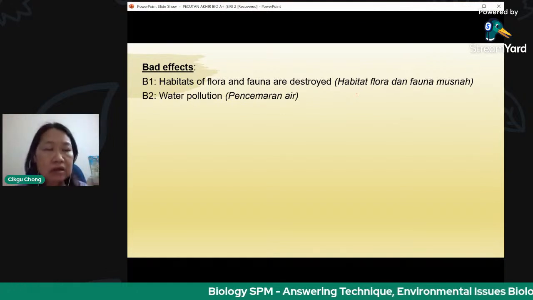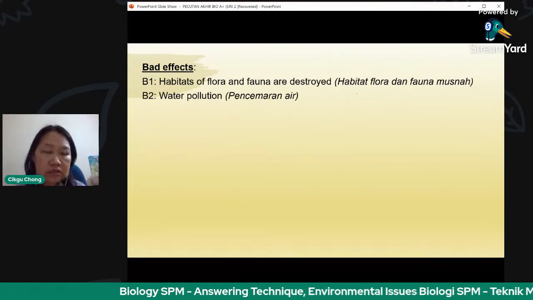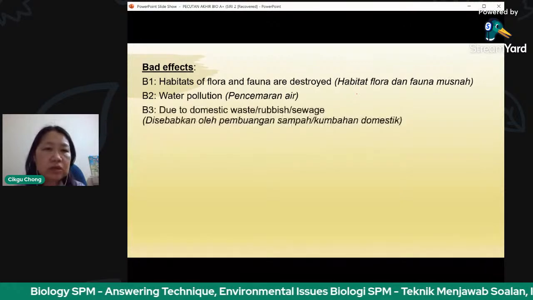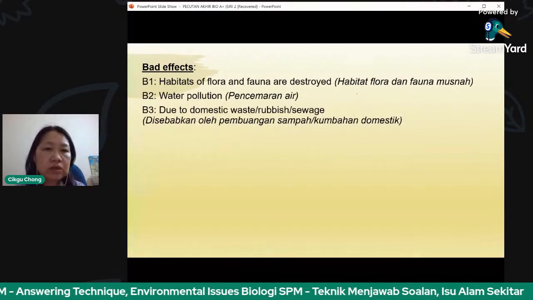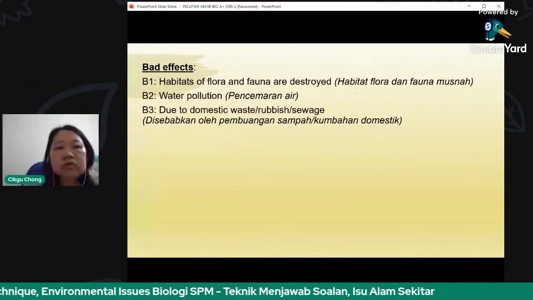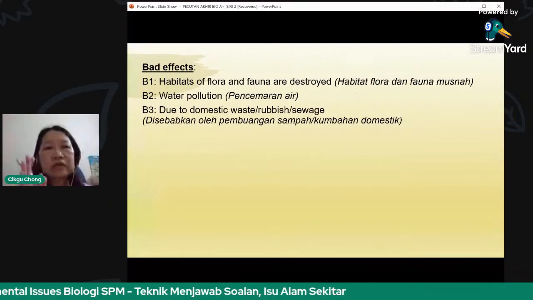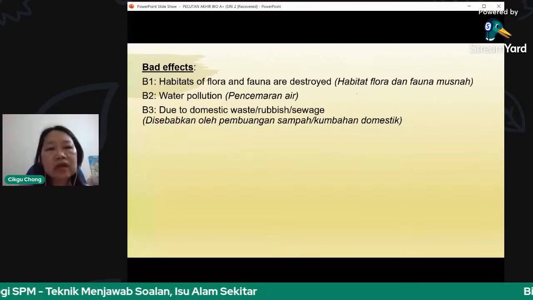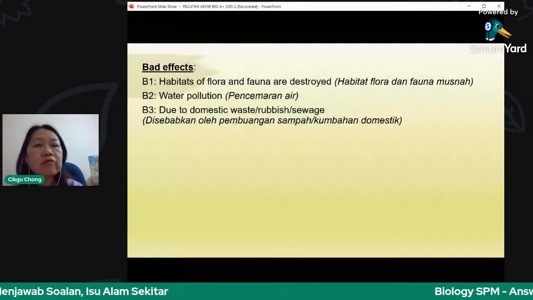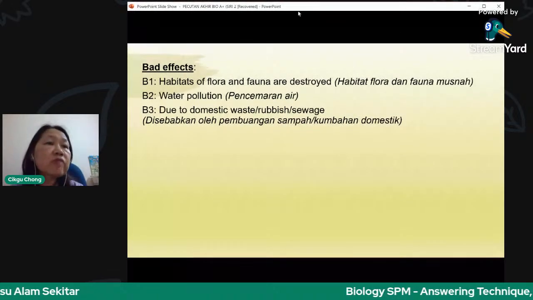But when we mark, it's because we're looking for these words. That's why I don't want to give you in essay form, because you're going to know where your point is. So I'm going to give you in B1, B2, B3. You know what are the points that are going to be given marks. Due to domestic waste or rubbish or sewage, because people throw rubbish.